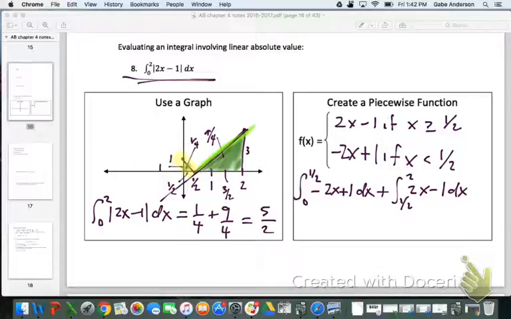But if it's like a square, rectangles and triangles were good, right? But if it's curvy, right? If it's a parabola that's been absolute valued or something, the whole finding the area thing just doesn't work, because we don't have a geometry formula for the area of a parabola.